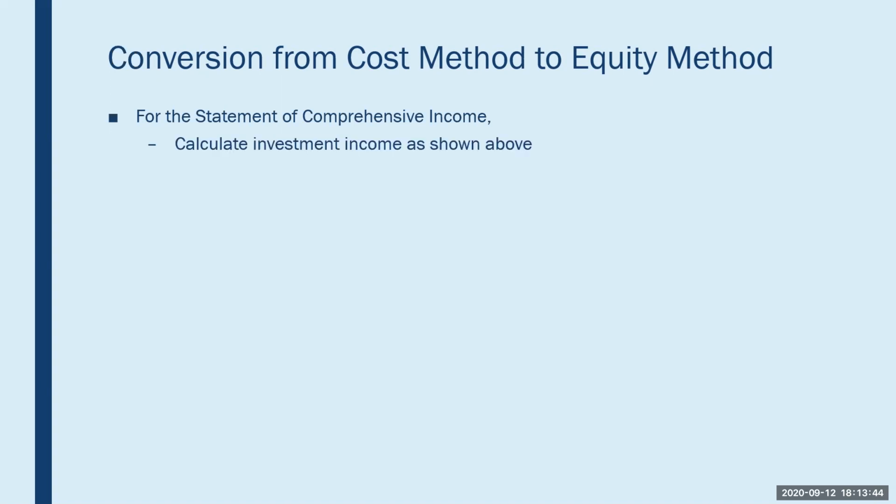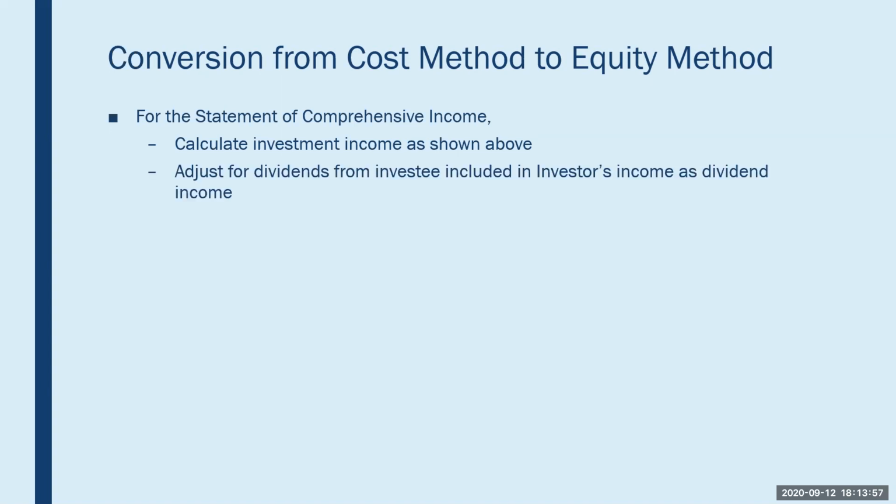Here's a look at the conversion from the cost method to the equity method. For the statement of comprehensive income, we will calculate investment income as shown earlier. And if the cost method is used, any dividends received from the associate will have been recorded as income. So we must then adjust for those dividends and take them out from the investor's income.